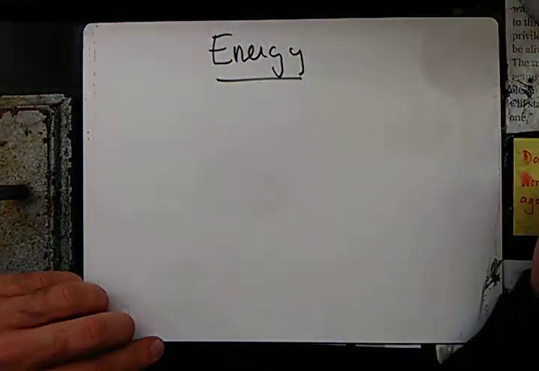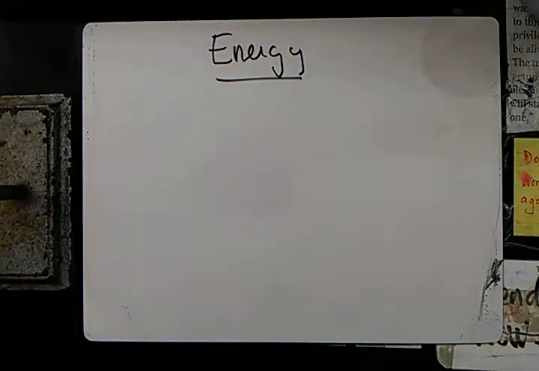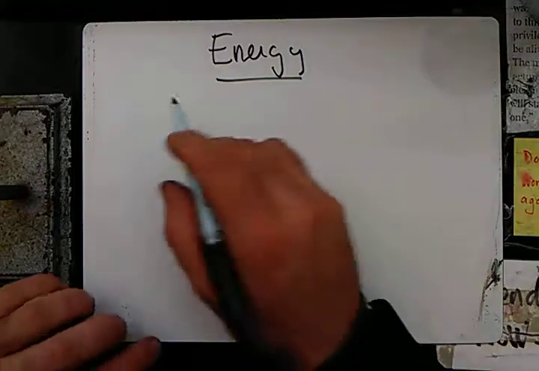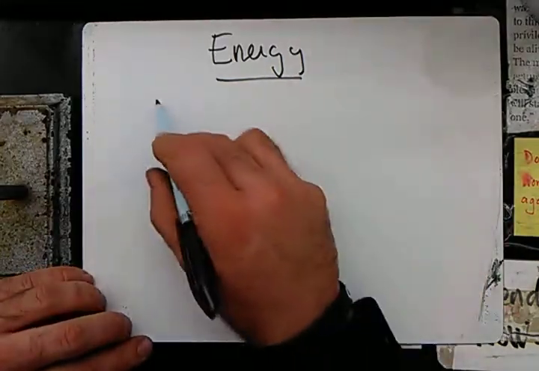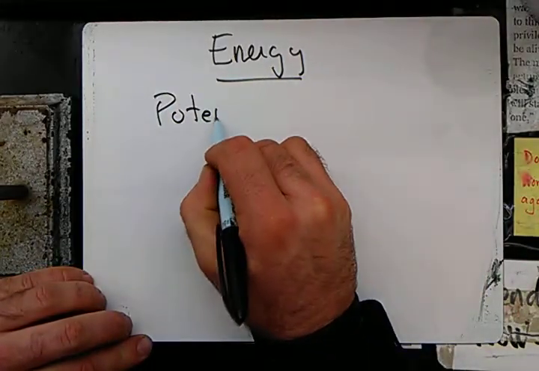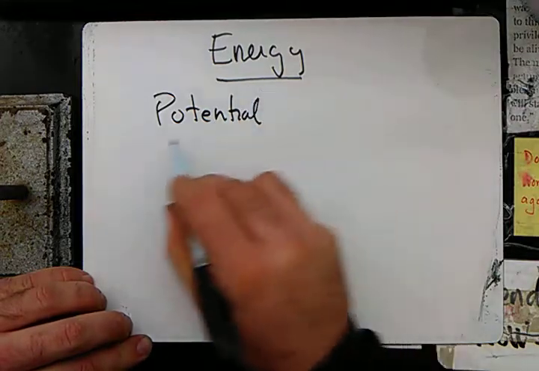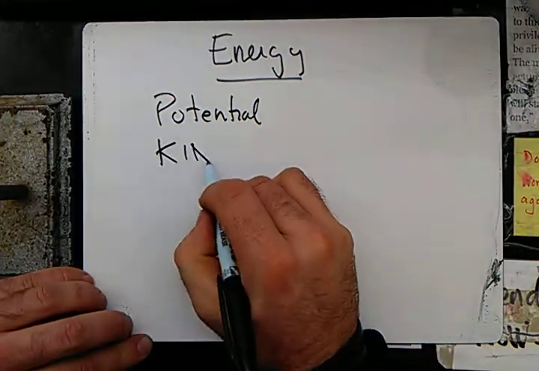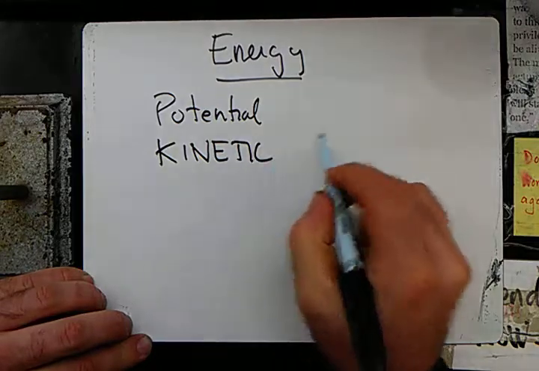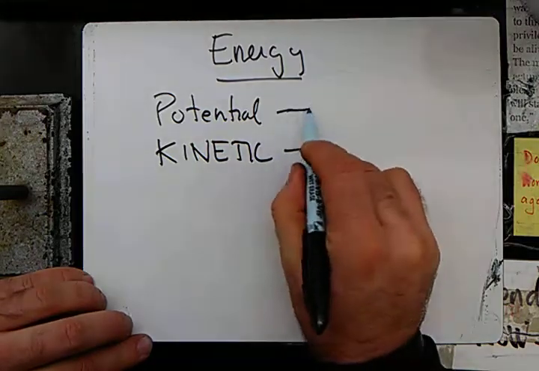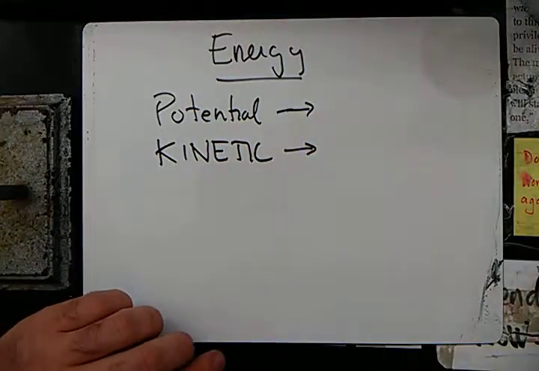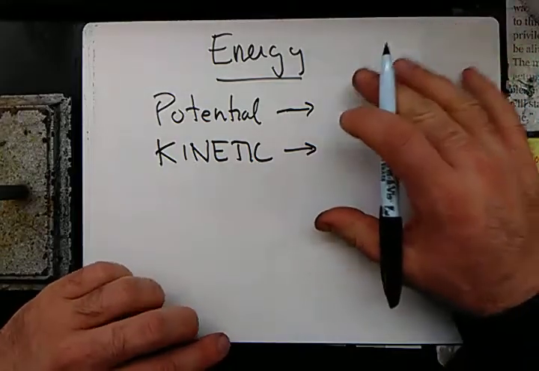We're going to talk a bit about energy. For our terms, we're going to understand that energy comes in many different ways. We're going to look at two types. The first one is potential, and the next one is kinetic.